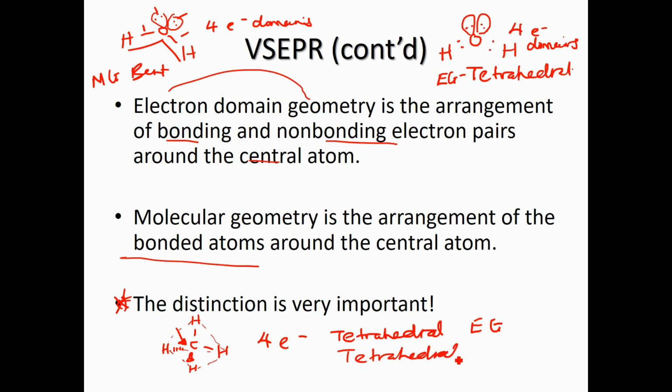Notice that in this case, the molecular geometry (Mg) is the same as the electronic geometry (Eg). Why? Because there is no lone pair on the central atom. So Eg is the same as Mg.